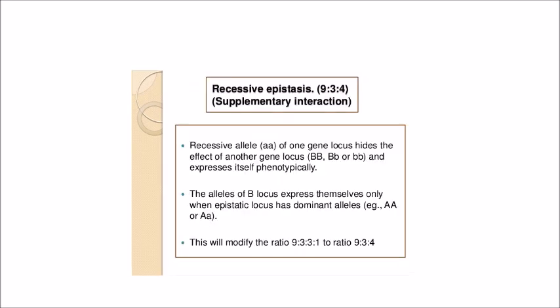Recessive epistasis, the ratio is 9:3:4. It is called supplementary interaction, because a recessive allele, for example small a, of one gene locus hides the effect of another gene locus and expresses itself phenotypically. So the alleles of the capital B locus express themselves only when the epistatic locus has a dominant allele. Try to understand the basic difference. For example, capital A and capital A small a. So the ratio will be modified into 9:3:4.